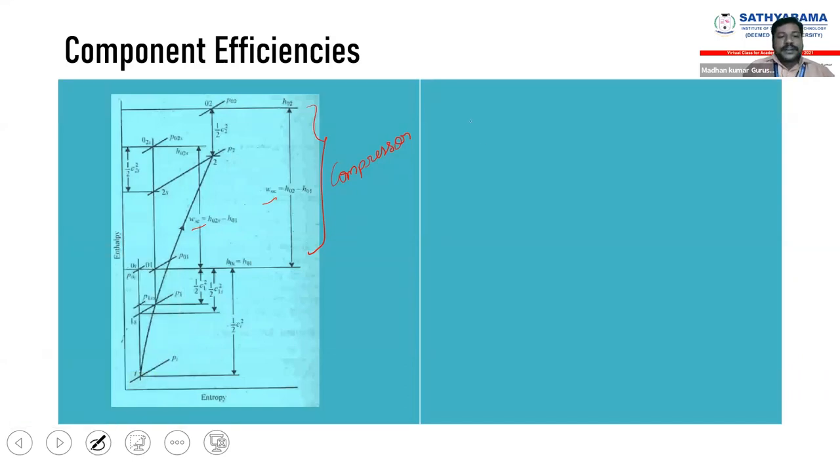So, for compressor efficiency, it is nothing but eta C. Eta C is nothing but compressor efficiency. It is nothing but the isentropic work done of the compressor to the actual work done of the compressor, so WSC by WAC. What is meant by isentropic? Here in the enthalpy entropy diagram, you just substitute the value. So what is WSC? It is H02S minus H01, divided by, for the actual case, H02 minus H01.